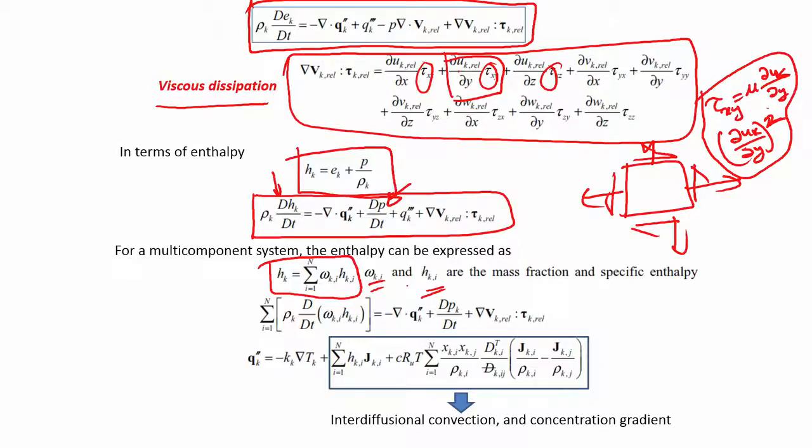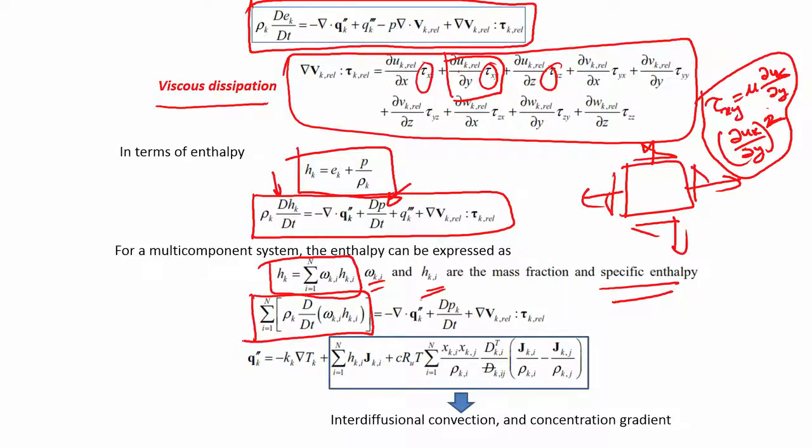The mass fraction is multiplied by the specific enthalpy of that particular component, so it will be just the summation. The left hand side will be just the summation of the individual enthalpy components of each individual component, the sum total across all the components over there.